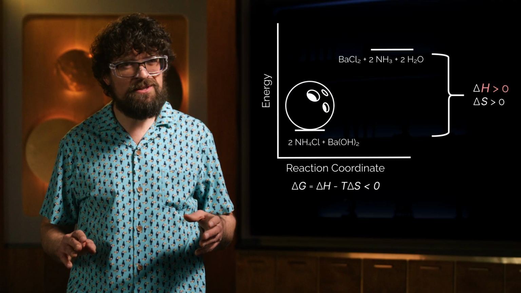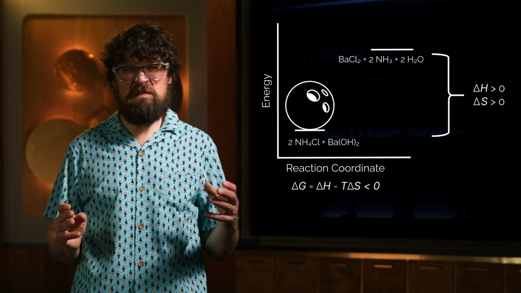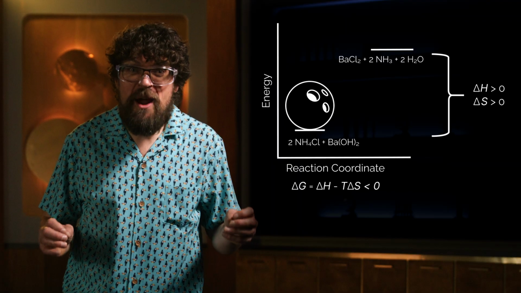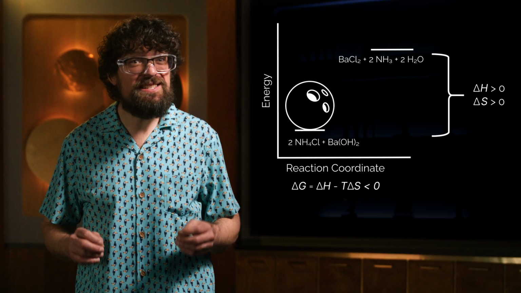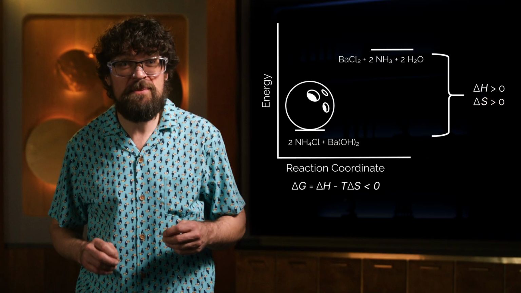That's bad for delta G. But we make a bunch of ammonia gas. So we spread out matter, which means delta S is positive, and that's good for delta G as long as our temperature is high enough. So there you have it, enthalpy and entropy.